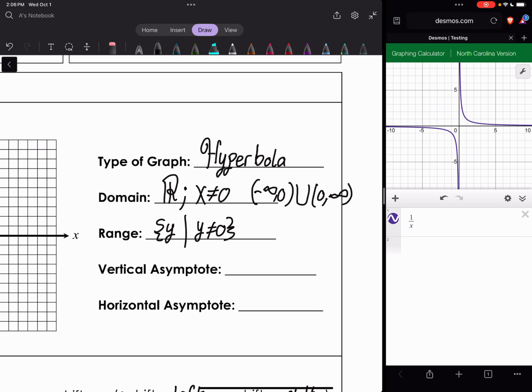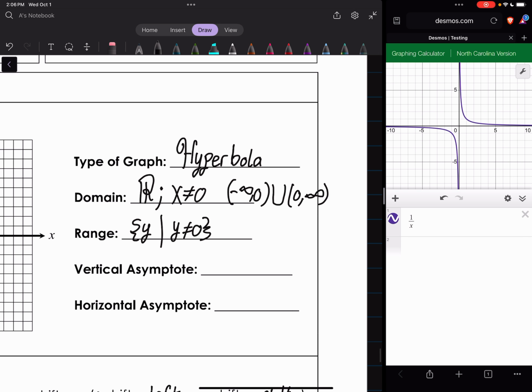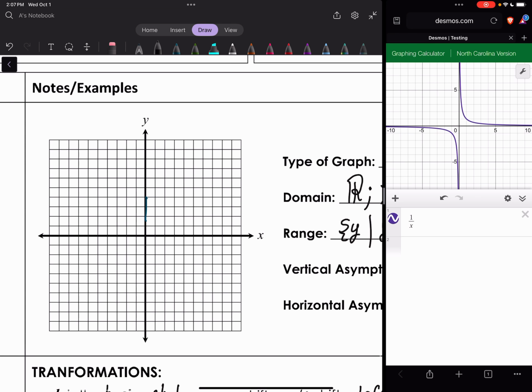Okay, vertical asymptote. The up and down is one I'm not touching, and that occurs at x equals 0. Horizontal is at y equals 0. Okay? Now let's draw my lines. I'm going to put a dashed line on my asymptotes because I cannot touch these lines. Those are the values that it will not ever touch.